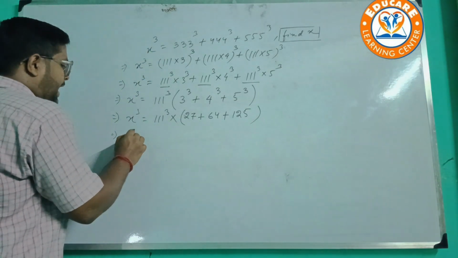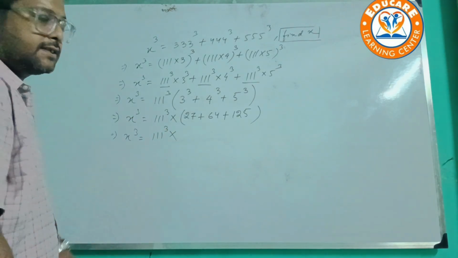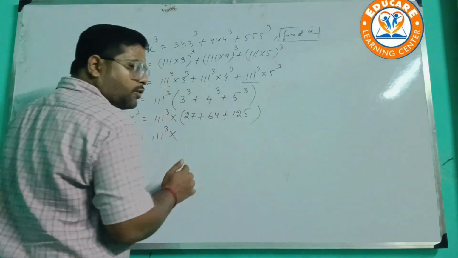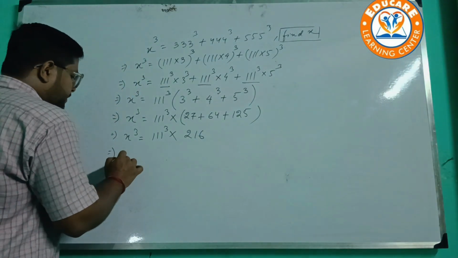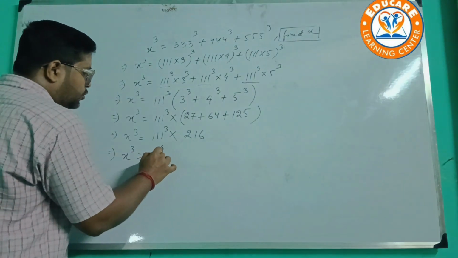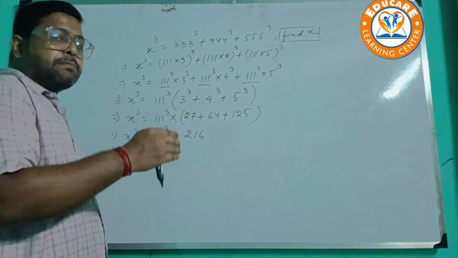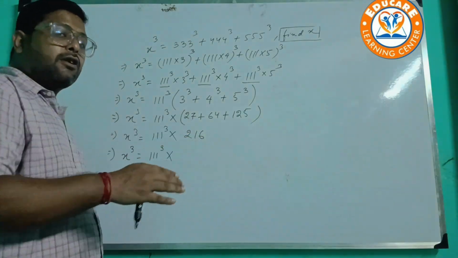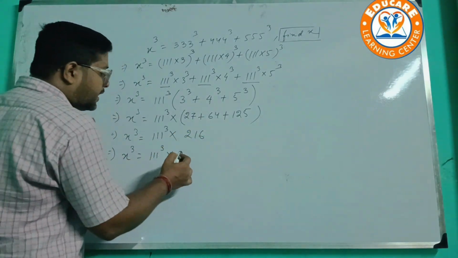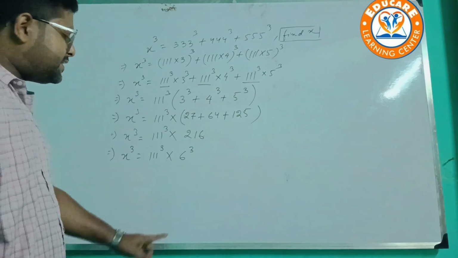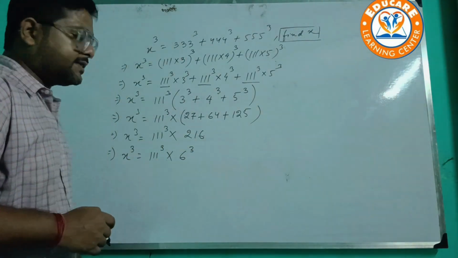Now our next step would be to add. Keep 111 to the power cube as it is. So 27 plus 64 plus 125 is 216. Now x to the power cube is equal to 111 cube into 216. Now it will be our responsibility to break this number as a power of cube, because over here cube is given. So in case of 216 we can write 6 to the power cube, because 6 into 6 is 36 and 36 into 6 is 216.